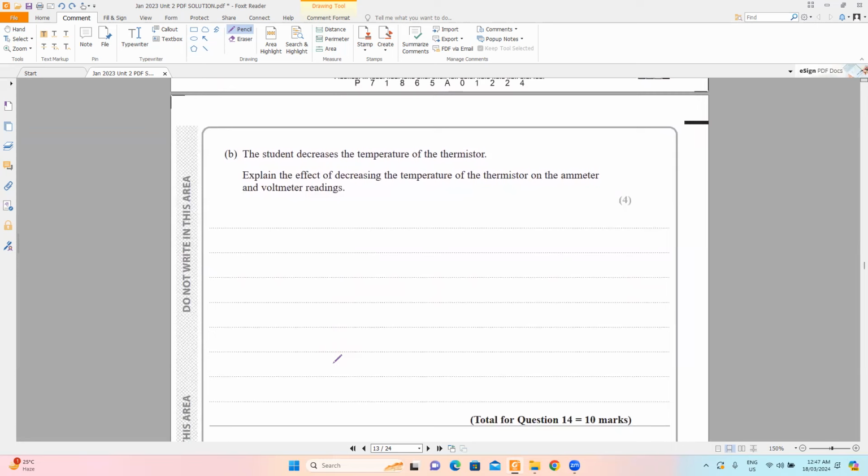Part B says the student decreases the temperature of the thermistor. Explain the effect of decreasing the temperature of the thermistor on the ammeter and voltmeter reading. You have to recall something from your IGCSEs. As the temperature decreases, the resistance of the thermistor increases. So as the resistance of the thermistor increases, the resistance of the entire circuit also increases. If the resistance of the circuit increases, the total circuit current decreases. If the circuit current decreases, the ammeter reading will also decrease.